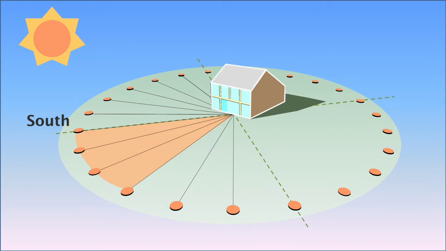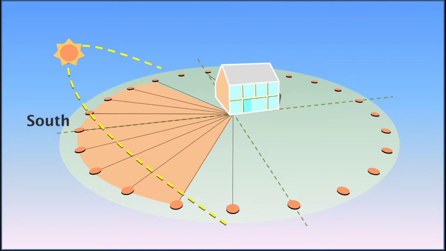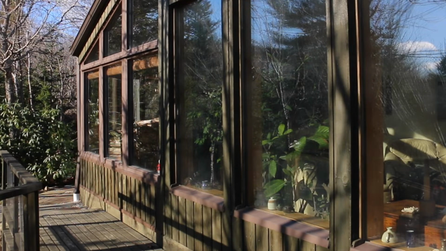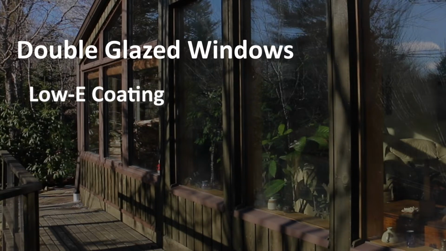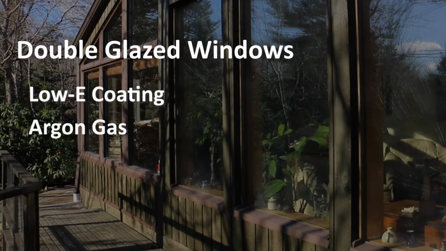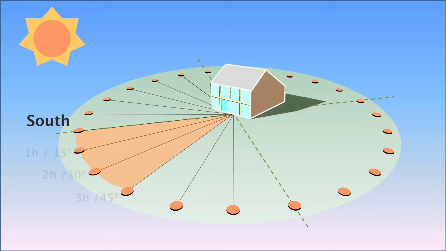At some point, we will lose more heat than we gain. That point is determined by the ratio of how much heat we gain versus how much we lose. How much we lose depends on our window's ability to prevent heat loss, or their insulation value. In our climate, building codes require double glazed windows with low emitting, that's low E, coating, and argon gas. With this window type, your break-even point is about 45 degrees off of south in either direction.